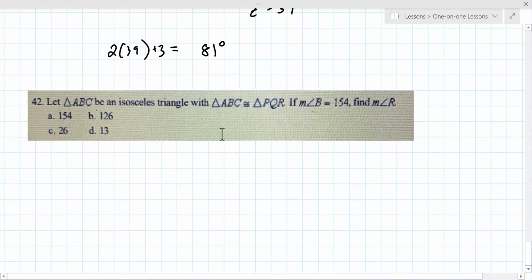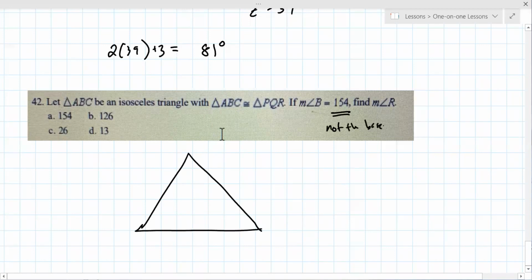Okay, measure of angle ABC is an isosceles triangle. We don't know which are the angles, and the picture really doesn't matter. The fact that this is 154 means that this is not the base angle, because there'd have to be two of them, and if you added those up together, that would be way too big. So this is the 154 up here. I know this isn't to scale, but these two down here are the unknown angles. So it's 154 plus 2x equals 180. So 2x equals 26 and x equals 13.